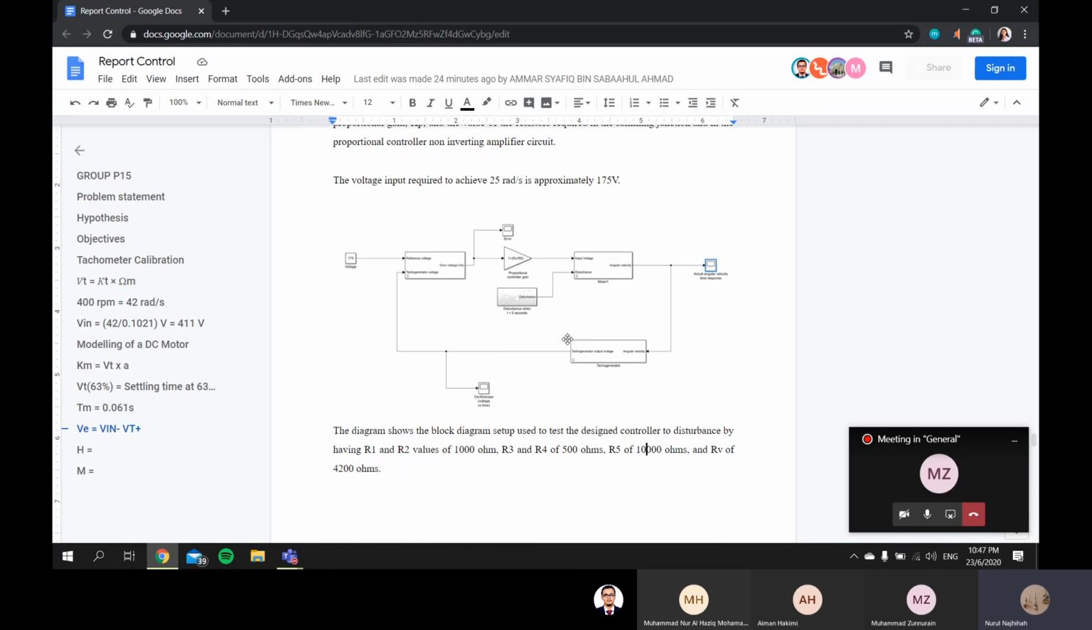We also input a proper resistance of R1 1000 ohm, R2 also 1000 ohm, R3 and R4 500 ohms respectively, and R5 of 10,000 ohm. And we also input the value of RV that we calculated in the previous section, 4,200 ohms.